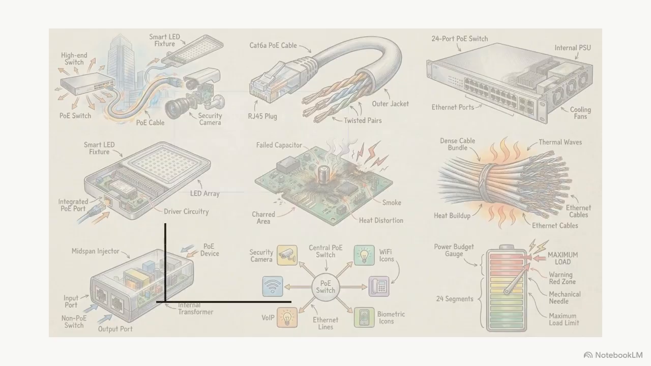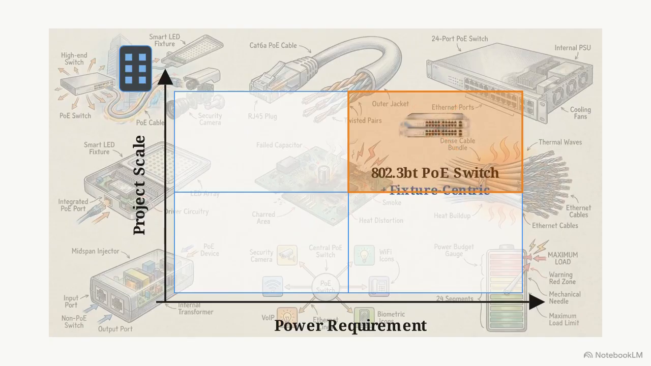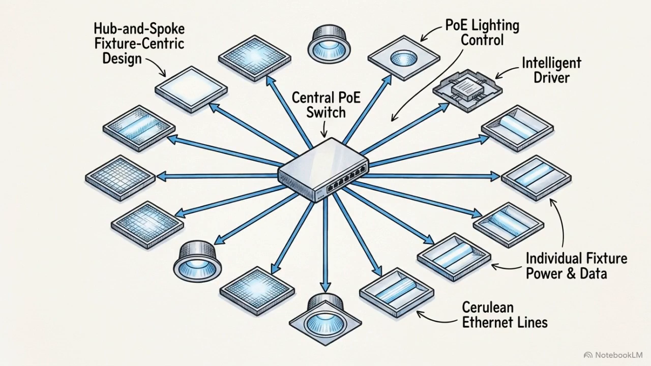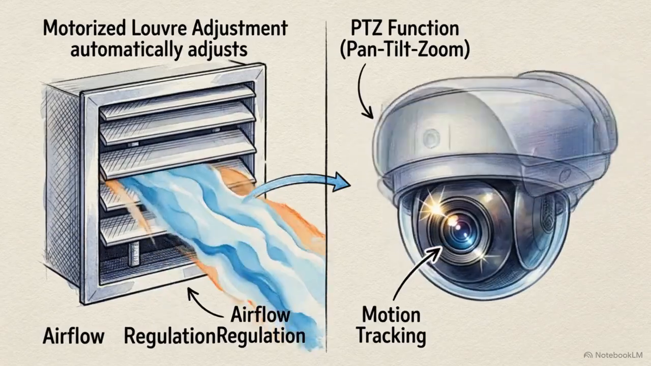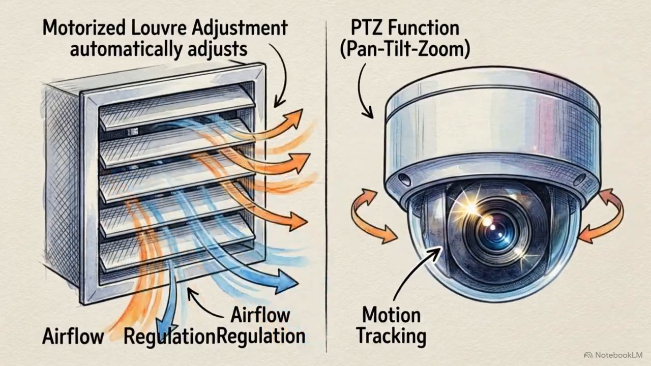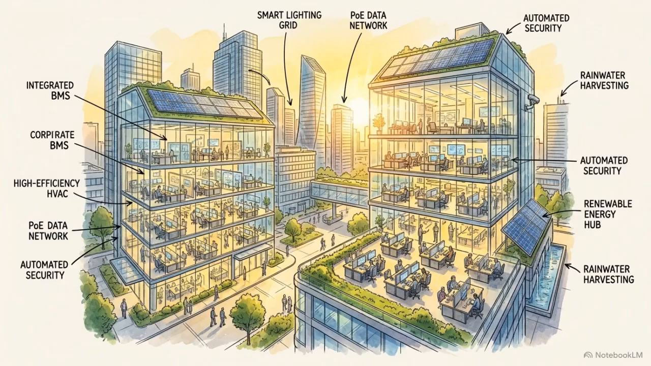If you are an architect or facility manager deploying a building-wide smart lighting grid, jump to the top right. Abandon midspans entirely and invest the capital in a centralized 802.3 BT PoE switch. Deploy that switch using a fixture-centric topology. This guarantees your safety protocols are met and allows future integration between the lighting network and the building's HVAC and security systems. Ultimately, the most reliable PoE architecture is matched mathematically to your specific hardware and deployment scale. Calculate your load, verify your standards, and build the infrastructure your devices actually need.